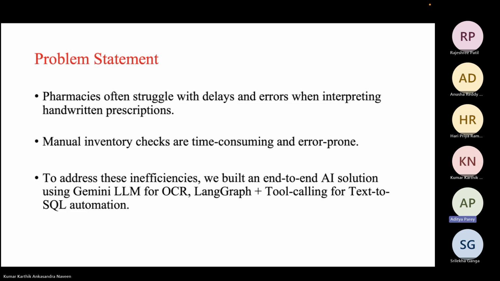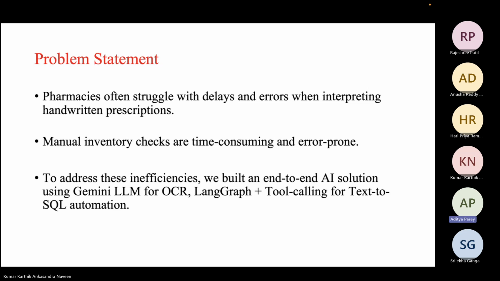For the problem, we thought of pharmacies, which frequently face operational bottlenecks, especially when it comes to interpreting the handwritten prescriptions by the doctors. These documents often lead to delays, human errors, or even dispensing the wrong medicine in the wrong amount. On top of that, the inventory checks are still largely manual in many places, which can be both time consuming and prone to human mistakes.